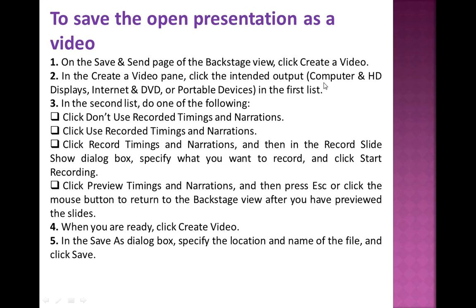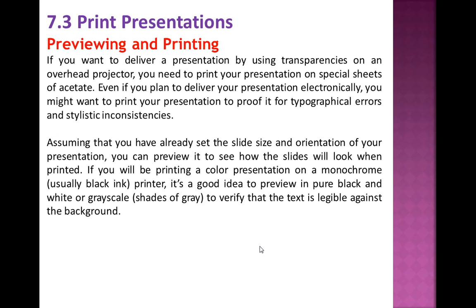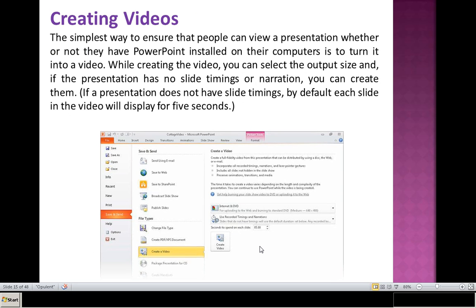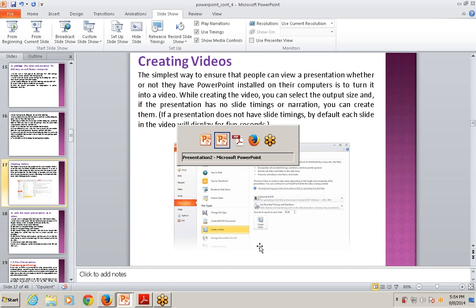Then click on the intended output in the first list. Then in the second list, do one of the following. Click Don't Use Recorded Timings and Narrations, or Use Recorded Timings and Narrations, Record Timings and Narrations, Record Slide Show, Preview Timings. And when you are ready, click on Create Video. When you click on Create Video, a new Save As dialog box will arrive. Then specify the location and name of the file where you want to put the video, and then click on the Save button. This is how we can create the videos.